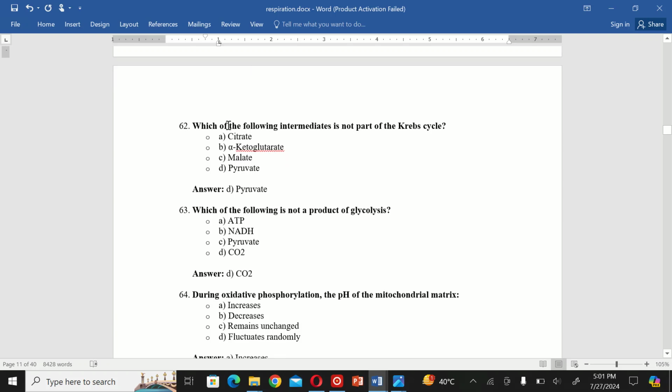The next MCQ is: which of the following intermediates is not part of the Krebs cycle? A. Citrate, B. Alpha ketoglutarate, C. Malate, and D. Pyruvate. So the correct option is D, pyruvate.